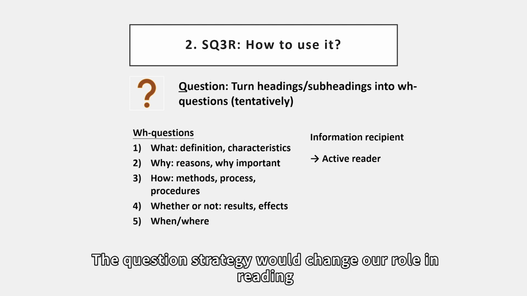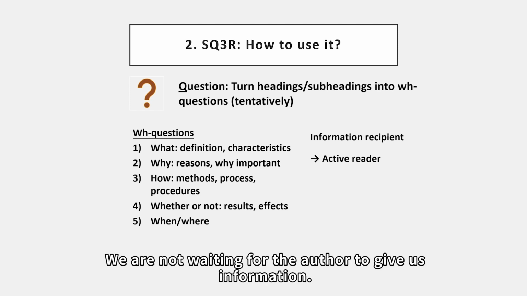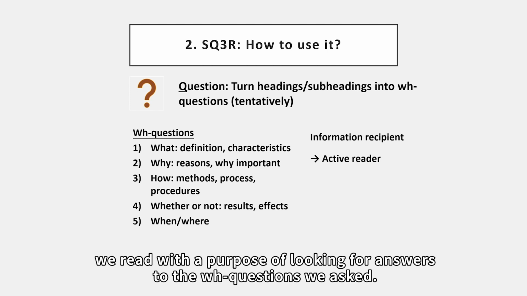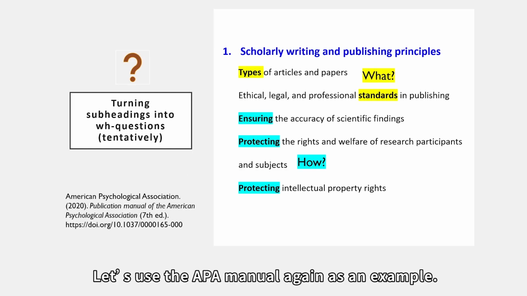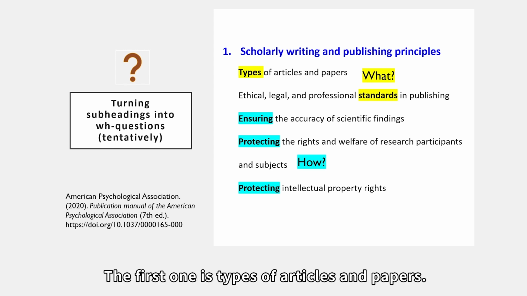The question strategy will change our role in reading from a passive recipient of information to an active reader. We are not waiting for the author to give us information. Instead, we read with a purpose of looking for answers to the WH questions we asked. Let's use the APA manual again as an example. Chapter 1 has 5 subheadings. The first one is types of articles and papers.